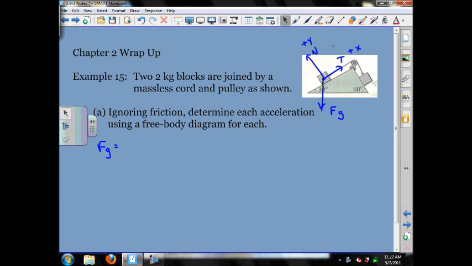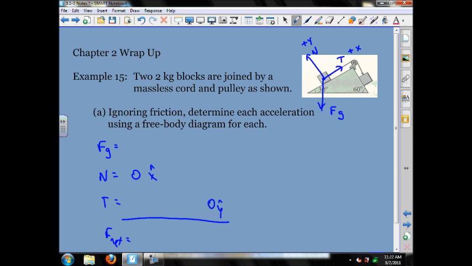So when we split up the force due to gravity into its x and y components, both down. For normal force, we would have 0 in the x, right? Okay, so normal force, we have none in the x. Tension, we have nothing in the y. What about the net force? 0 in the y.